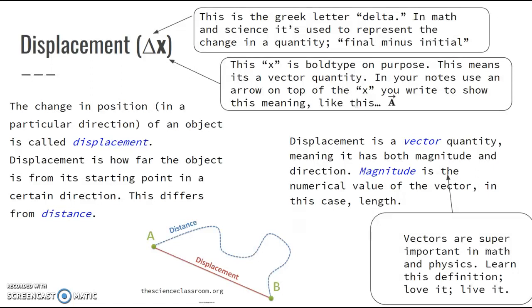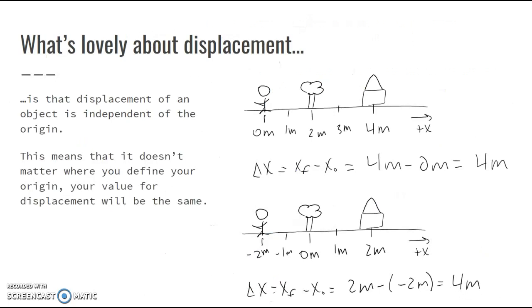All right, so that's what displacement is. So what's really wonderful about displacement is that the value of displacement is independent of the origin. So it doesn't matter where we put our zero in computing a problem.